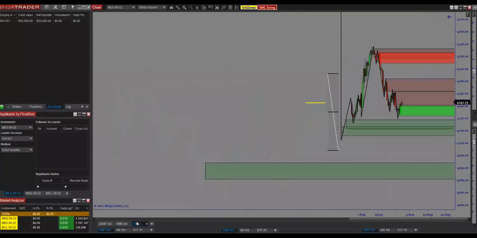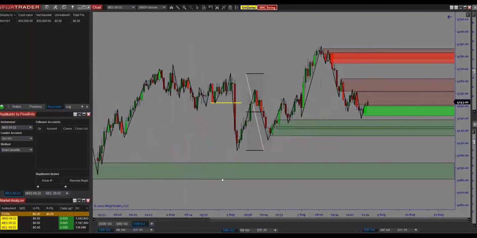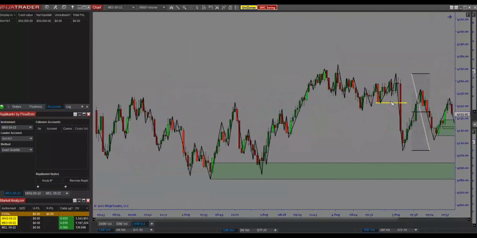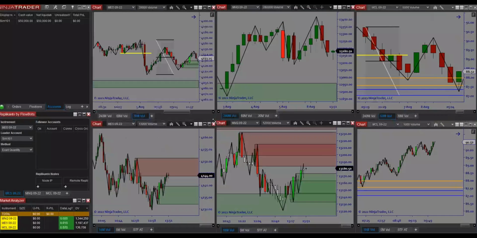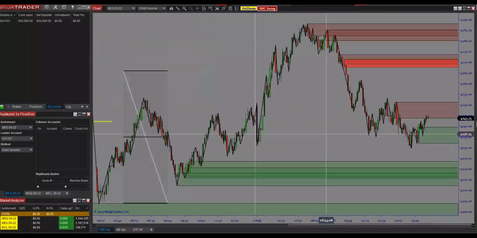Okay. We're going to go down to the 30-minute. You'll see the 30-minute also had the break of structure in retail. So I'm looking for this right here, break of structure area in retail. Okay, so this is how I nail down the top down on the information chart. Then I go into my 10-minute.